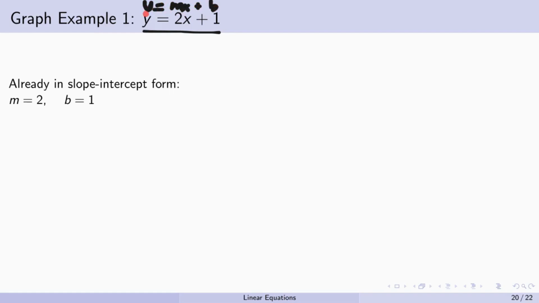Now, the second step is to identify the slope and intercept. Slope is represented as m. Therefore, the number with the x variable beside it is considered the slope. In 2x plus 1, 2 is the slope. And the constant 1, the number without the variable x, is considered the y-intercept. So we have m is equal to 2 and b is equal to 1.